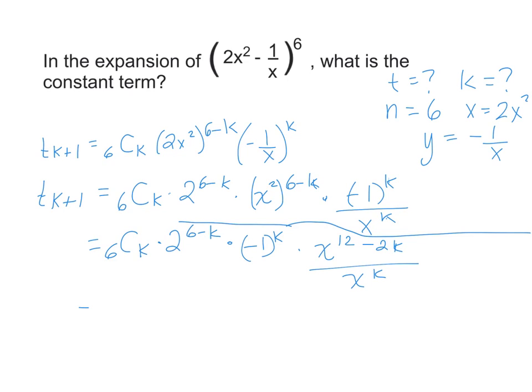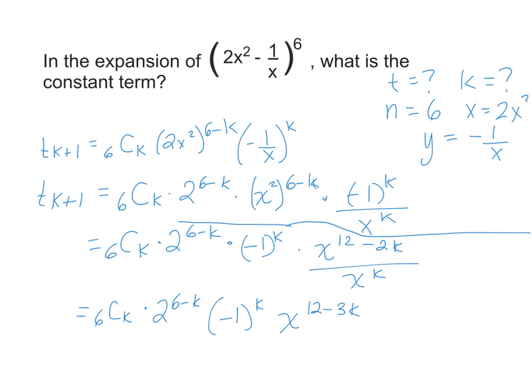Let's make this 6 choose k, 2 to the power of 6 minus k, negative 1 to the power of k, and I'm going to simplify that x as much as I can. What do I do with the exponents when I'm dividing x's? Subtract, right? So it's going to be x to the power of 12 minus 2k minus k, which is 12 minus 3k. Is that what you said? Yep, 12 minus 3k. Now we're getting to something that we can work with.